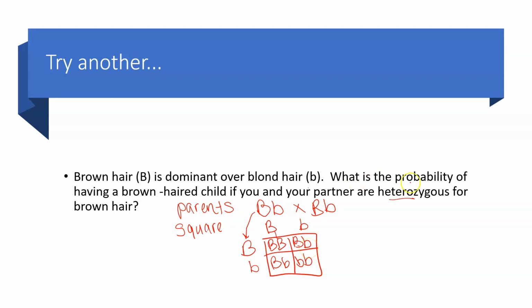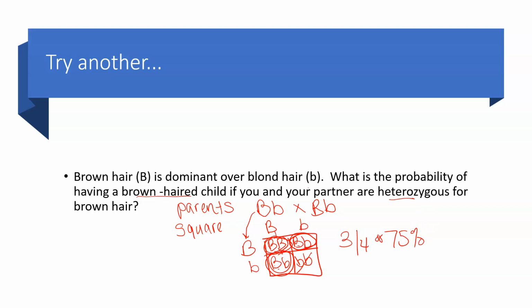Answer the question. What is the probability of having a brown-haired child? So let's look. Does this one have at least one capital B? It does. So this one is brown-haired. Does this one have at least one capital B? It does. So this one is brown-haired. Does this one have at least one capital B? This one does. So it also has brown hair. Does this one have at least one capital B? No. So 3 out of 4, or 75% chance of having a brown-haired child.